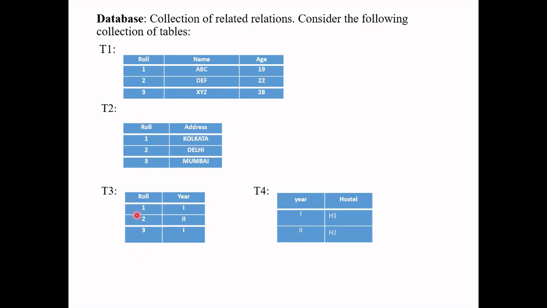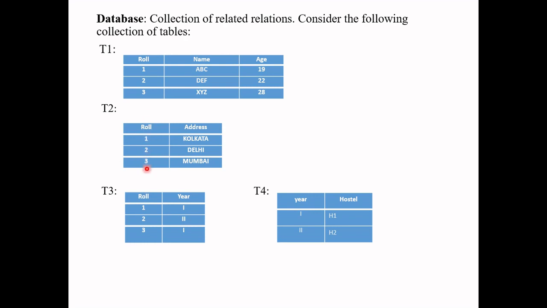Okay, the data type for roll number must be the same for all three records. The data type for roll number and the data type for year may be different, but the data type of a column must be the same.